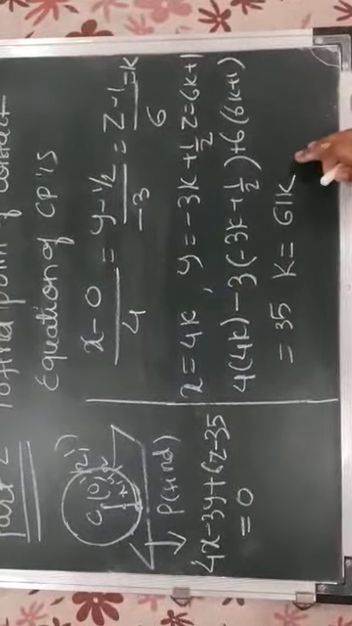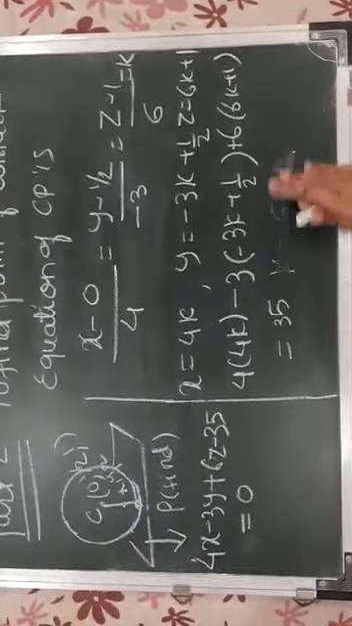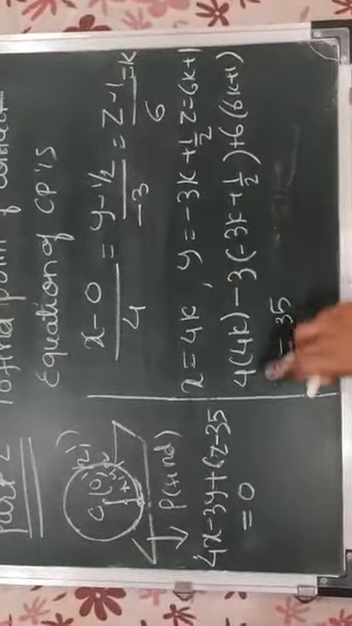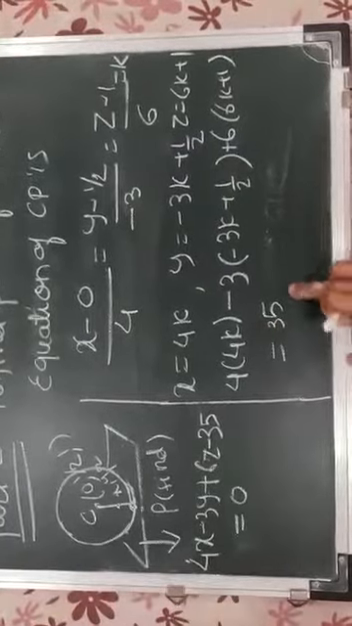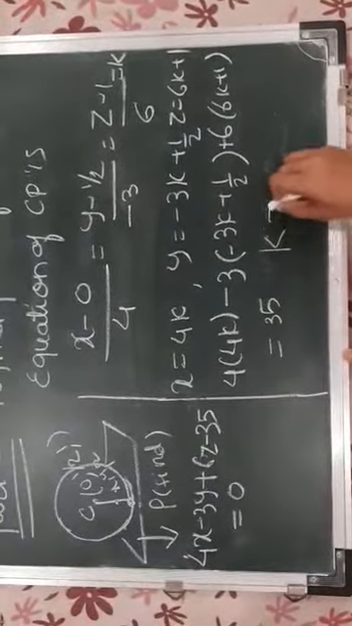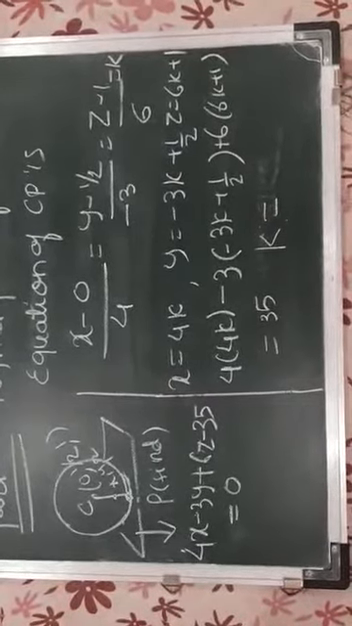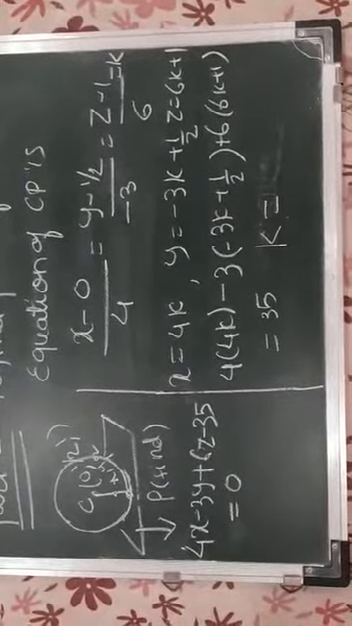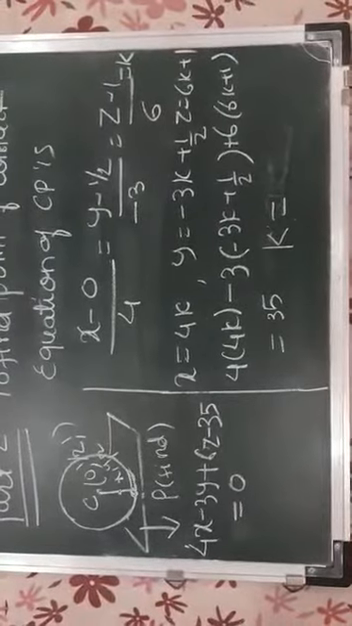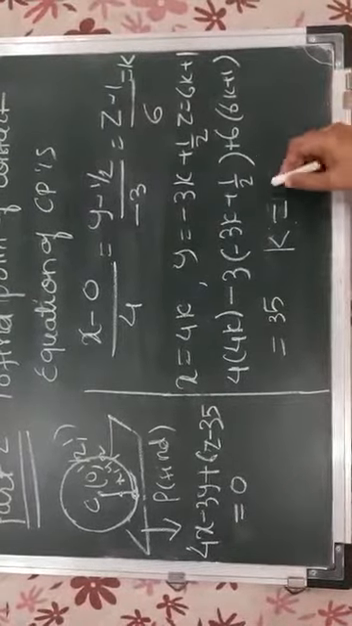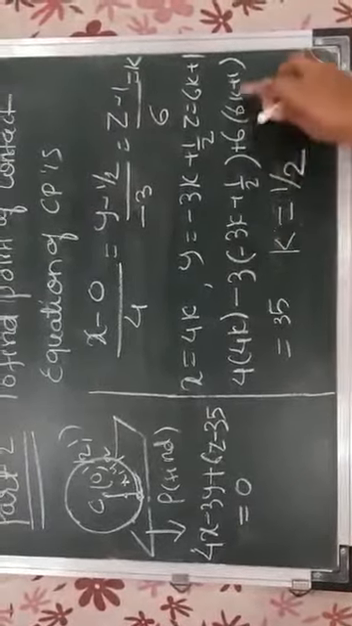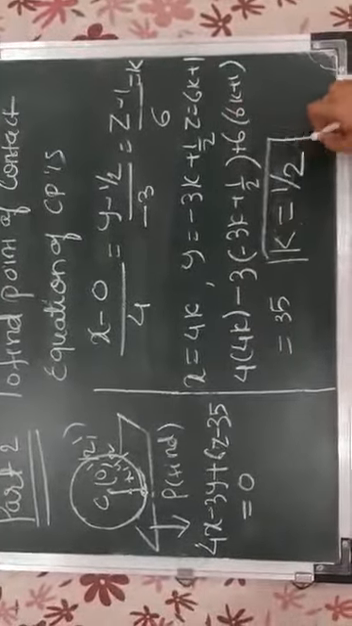Simplifying that, we will get the value of k. I am simplifying; you try to simplify this because of less space. I will directly write down the value of k. It turns out to be, on simplification, equal to half. This equation has to be simplified and you get k is equal to half.